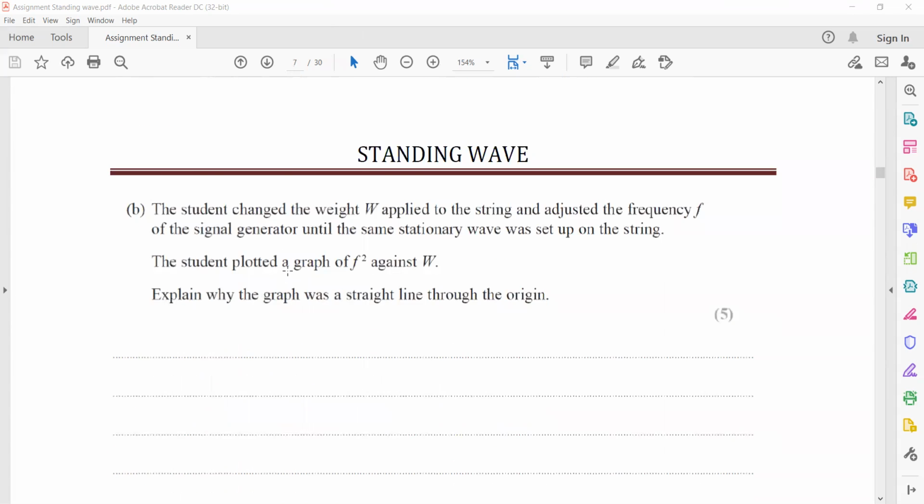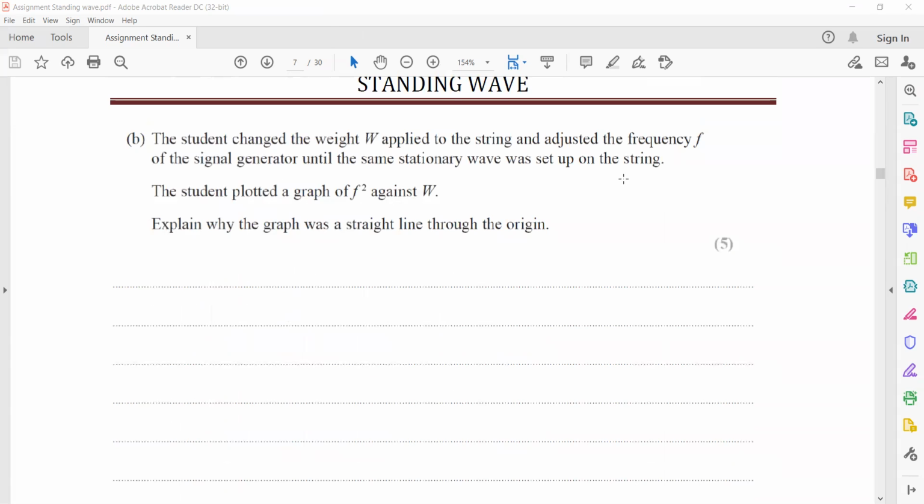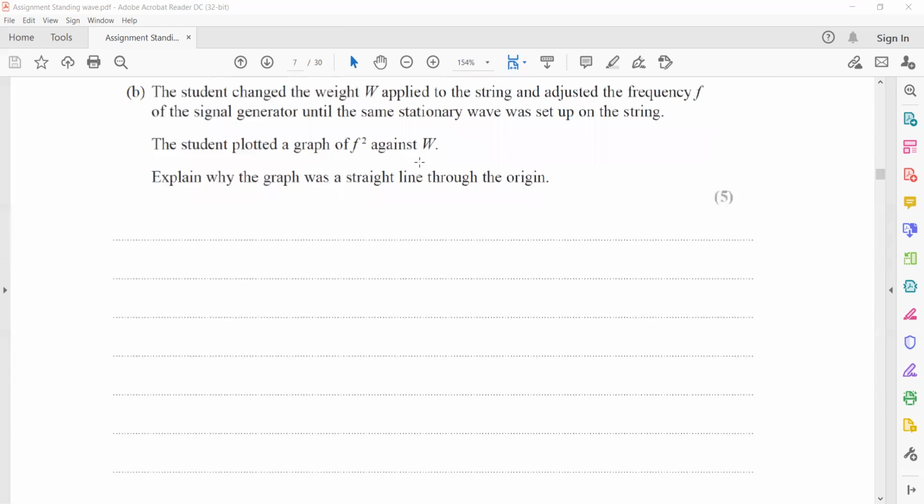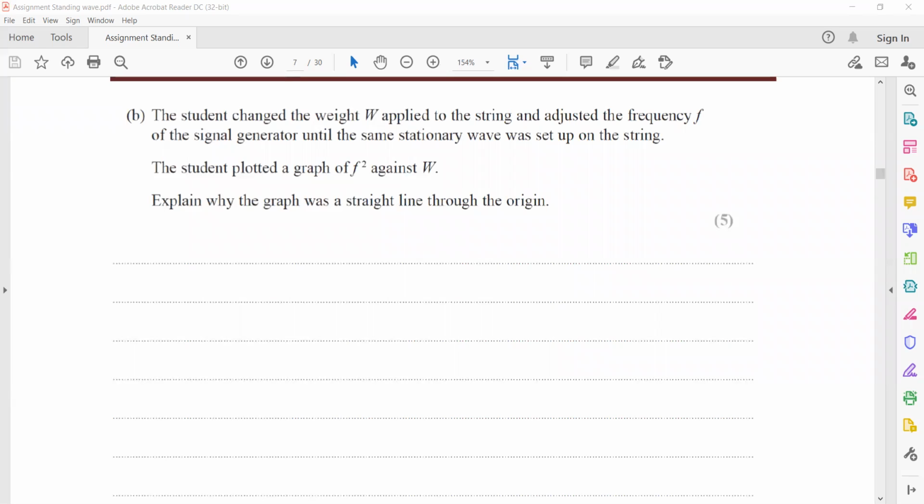Then the next part: a student changed the weight applied to a string and adjusted the frequency of the signal generator until the same stationary wave was set up. The student plotted a graph of f squared against W, and explained why the graph was a straight line passing through the origin. So we have to adjust the equation so that, for the graph between f squared and W, the gradient should be constant, so we can say that it is a straight line passing through the origin. So how can we work this out?